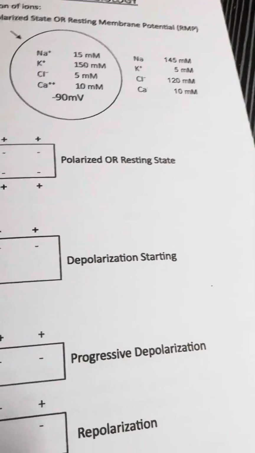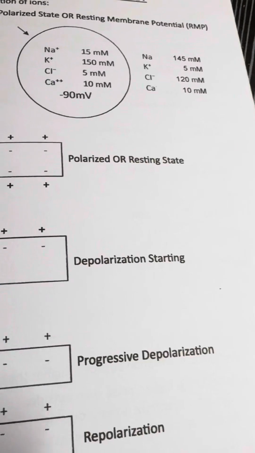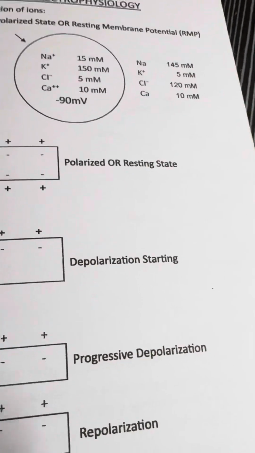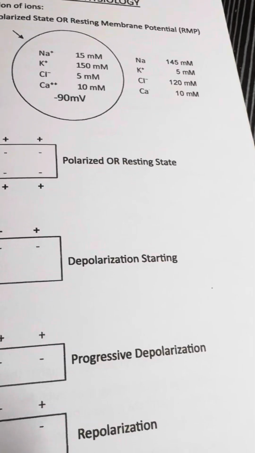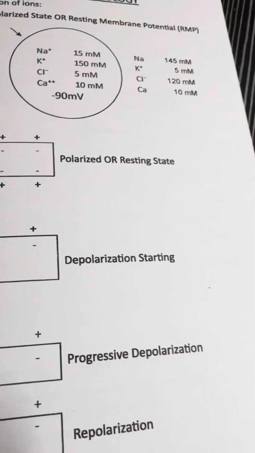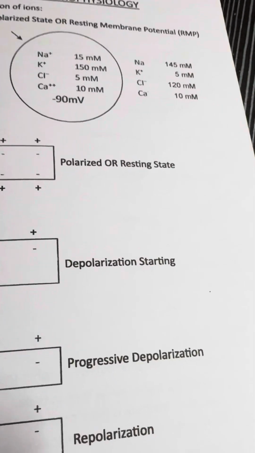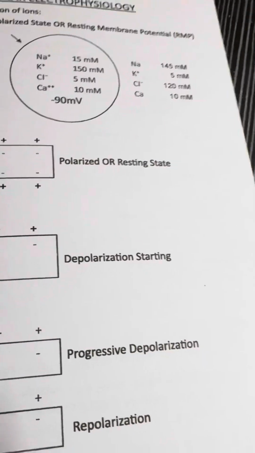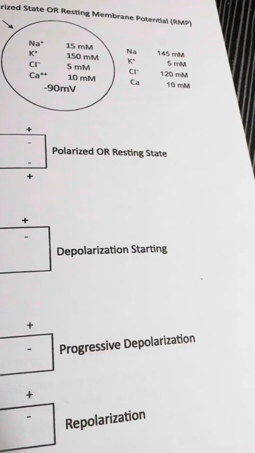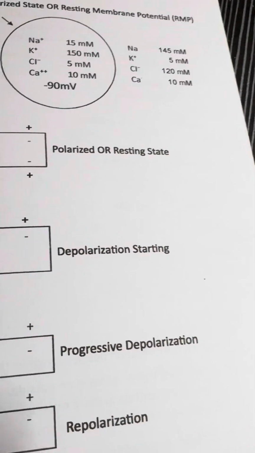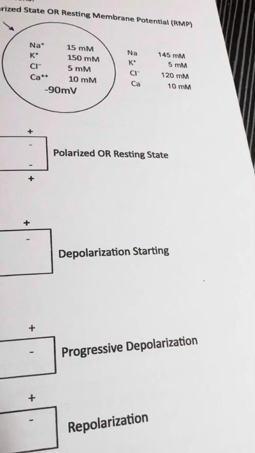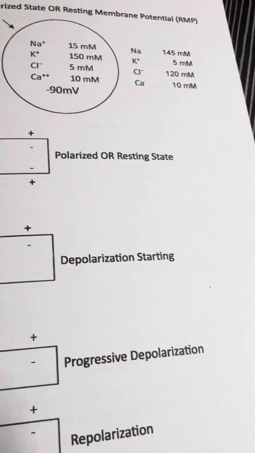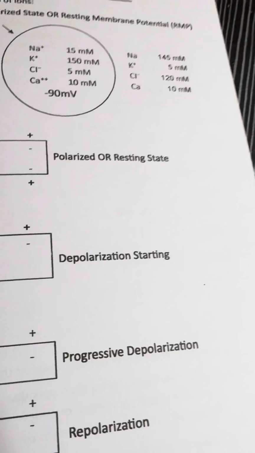The other reason why inside is negative is protein. Protein is in more concentration inside the cell, and proteins are negatively charged. They are not allowed to go out because of the big diameter, big size of protein, and also because it is negatively charged. So more protein is inside, so negativity is more.